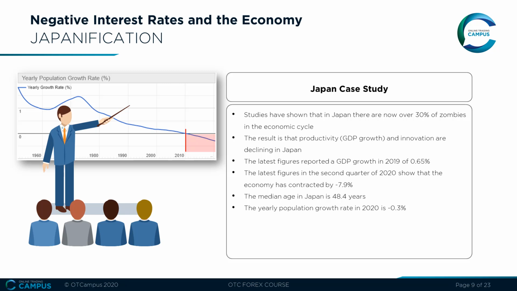The result is that the population pyramid is now completely upside down. It's like a triangle which is balanced on the tip. The median age in Japan is 48.4 years, and the yearly population growth rate in 2020 is actually negative, below zero. The Americans are 10 years younger. The median age in the US is 38.2 years.